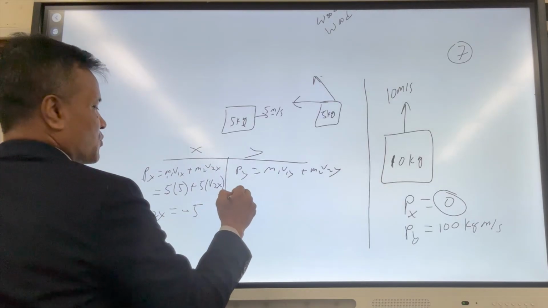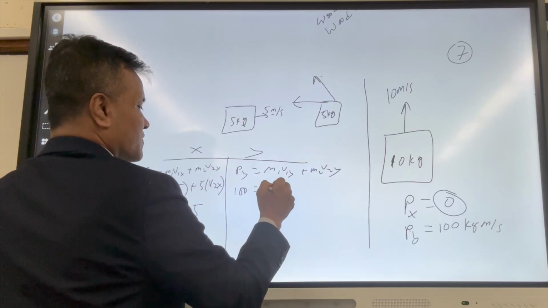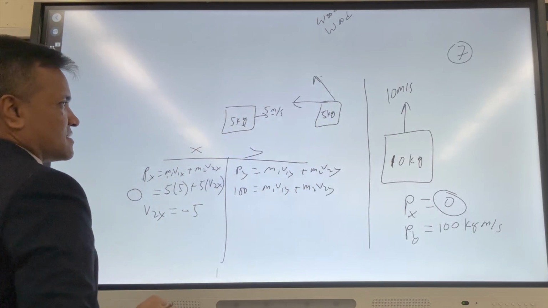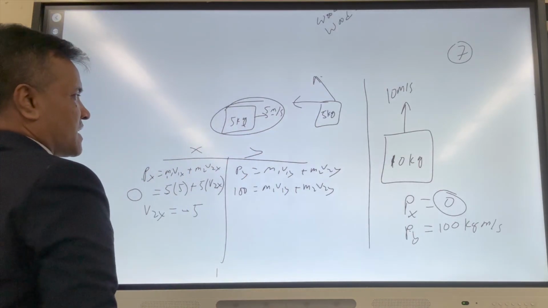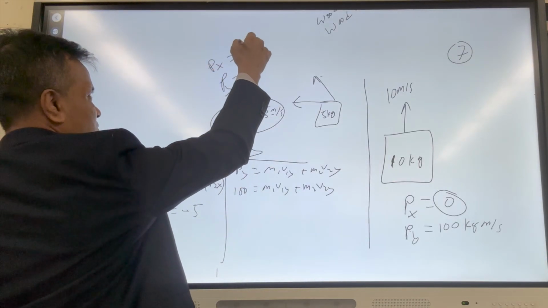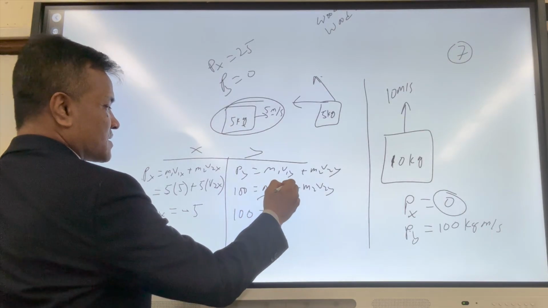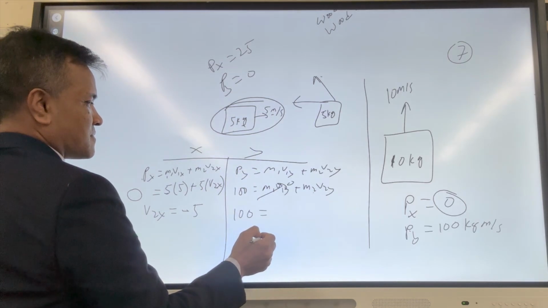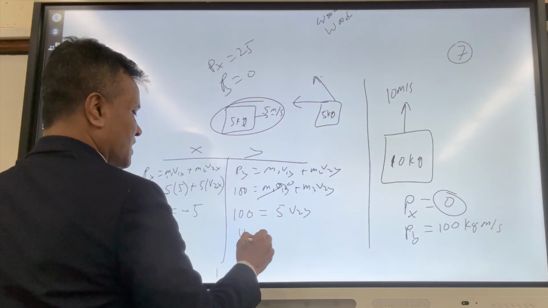This one is given, 100. This one is m1 v1y plus m2 v2y, and this one is 0, right? In the y direction, momentum is 0. In the x direction, momentum is 25. Good. Now, 100 is equal to 0 plus m2 v2y. M2 is 5, so 5 v2y. So v2y is 20.